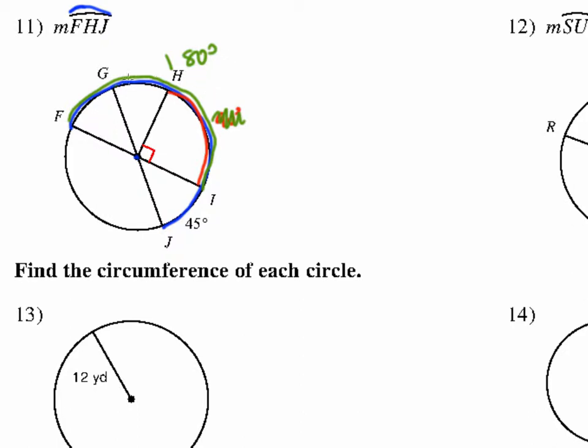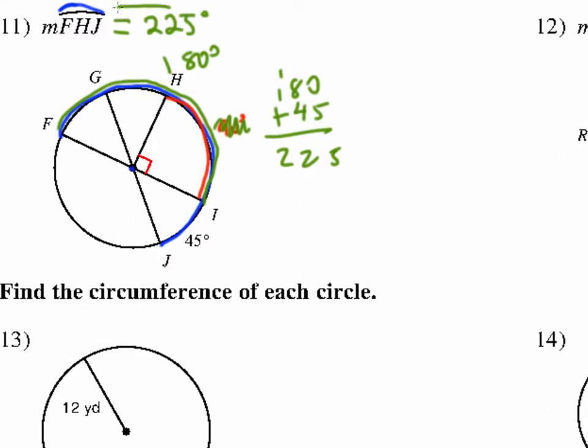This is 180. Oh, this is 45. So to get the entire arc, we just do 180 plus 45, which gives us 225. Oops.